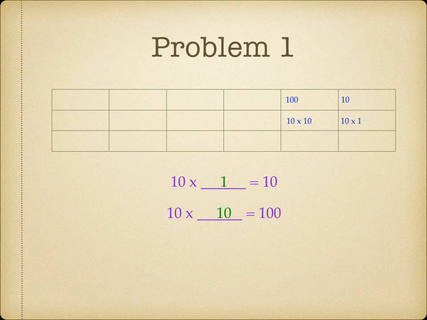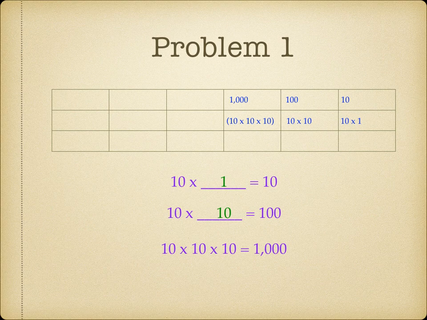Now, using only 10 as a factor, we can multiply to get 1,000. And we would do that by 10 times 10 times 10 equals 1,000. Okay, and we're going to put 1,000 up there. And underneath it, we're going to do 10 times 10 times 10.